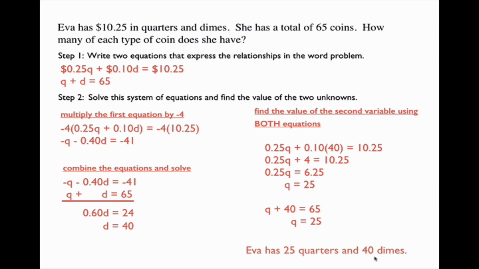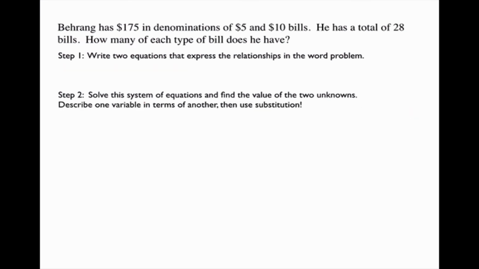Let's take a look at another example. In this example, Beirang has $175 in denominations of $5 and $10 bills. He has a total of 28 bills. How many of each type of bill does he have? So the two unknowns in this problem are the number of $5 and $10 bills. Let's use the variables f and t to represent the number of $5 bills and the number of $10 bills.